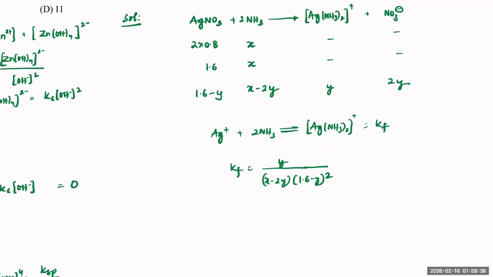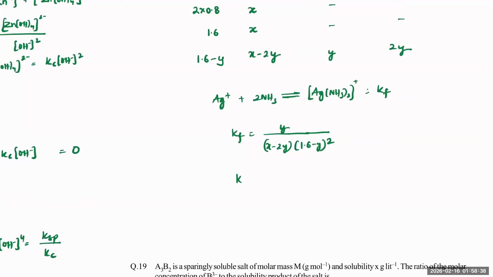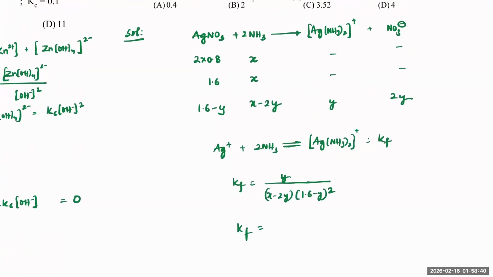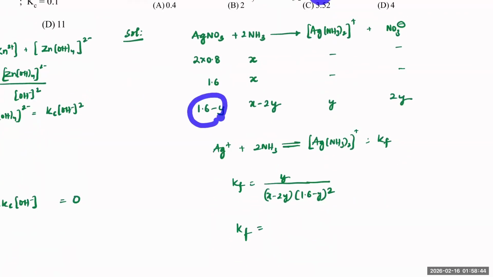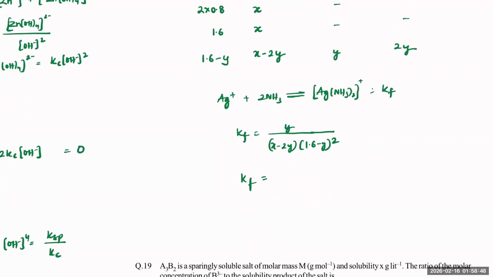So this will be square of it. So Kf will be equal to y. Because the Kf value is very high, I can say that most of the content will get converted into product. So the y value will be equal to 1.6. Y value will be equal to 1.6 divided by x minus 2y. So 2y is, x minus 2y is 3.2.